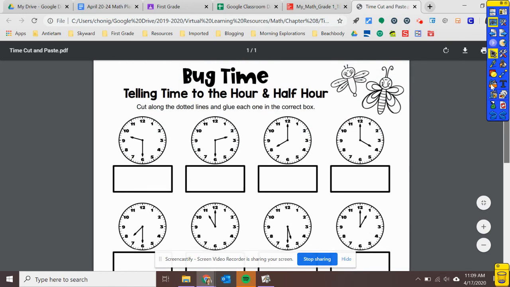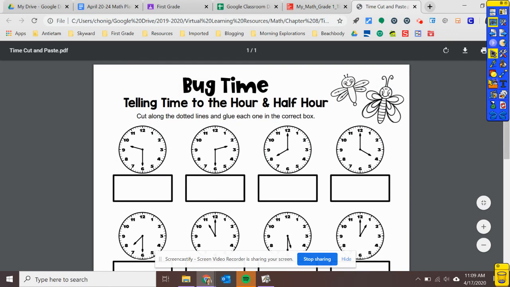So you're going to go through, and if you have a printer, you're going to cut and paste them all together. And then you are going to take a picture of this and you are going to submit it in the My Work section of today's math assignment.